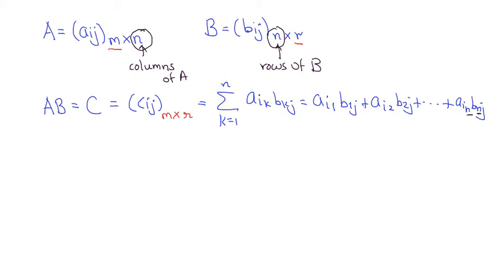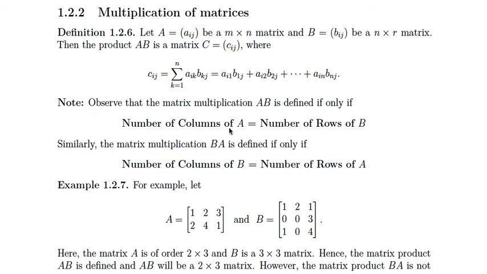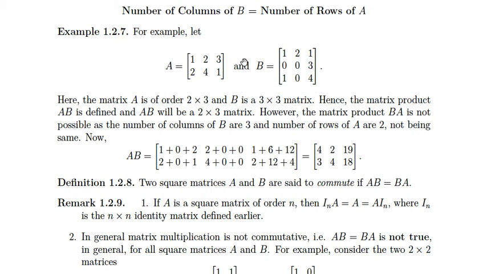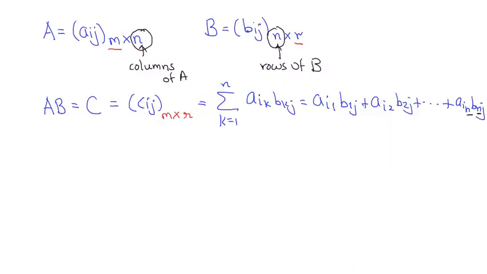That is already expressed here in the material given to you. You can also refer to that. So observe that the multiplication AB is defined only if this condition is satisfied: number of columns of A equals number of rows of B. Similarly, if you want to multiply B with A, then the number of columns of B must be the same as the number of rows of A. So let us consider this example. How do we multiply? Let me write and show you. A is 1, 2, 3, 2, 4, 1. Let me clear this.